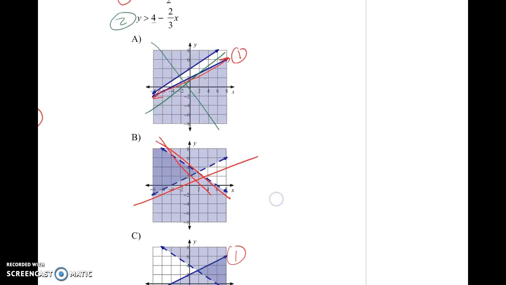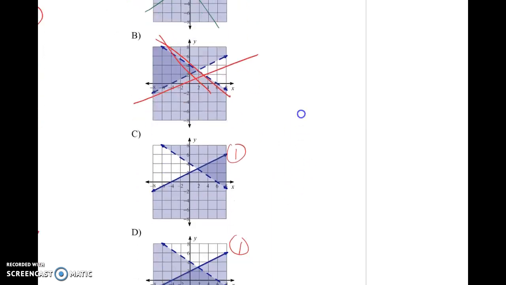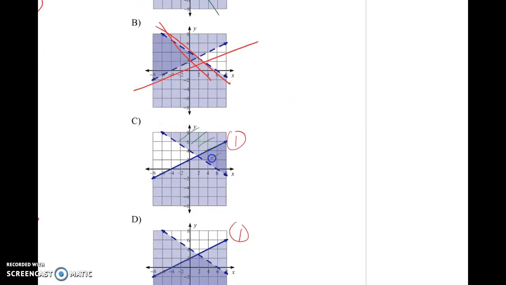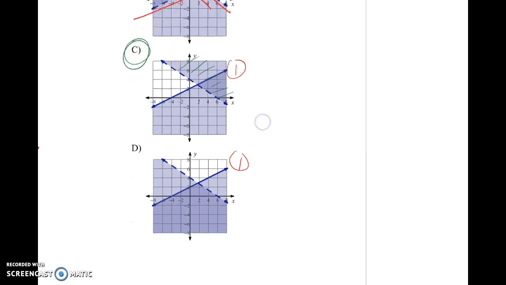So which way do we shade? Where y is greater, so we're going to shade up. So C, in fact, does look like the answer, but let's look at choice D and see why it's not. We said it should be at 4, down 2 and over 3, dotted, and then we said it should have shaded up, but do you see here they shaded down for D, so that's why D is not the correct answer.